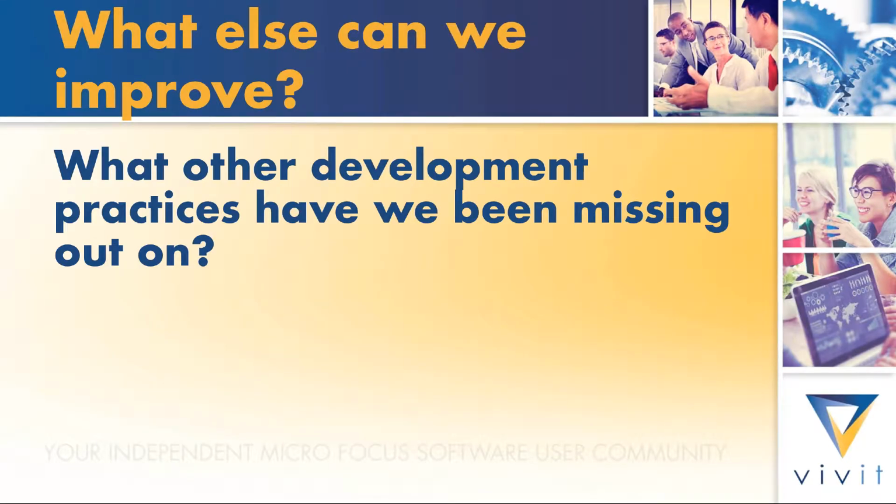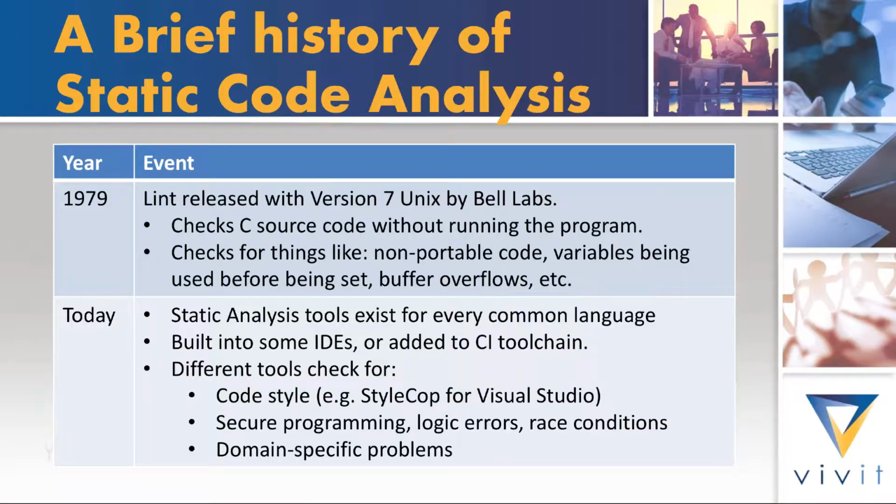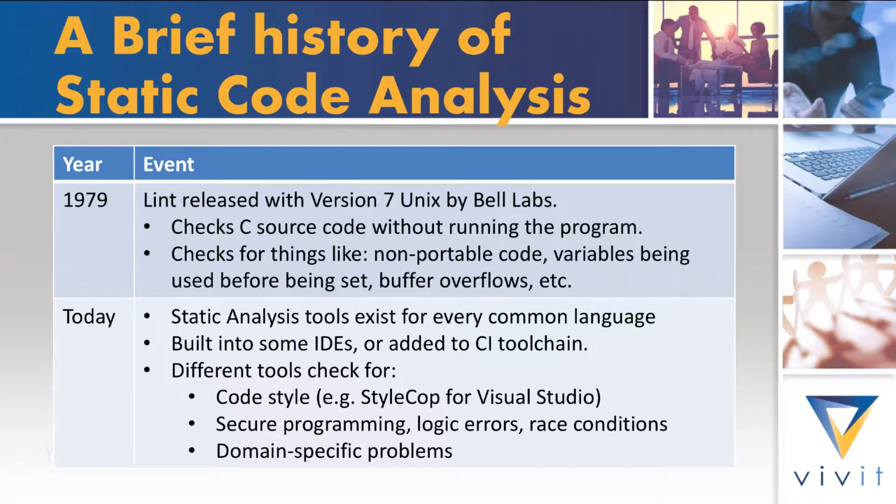So what other common standard development practices are we not doing? Let me tell you about static code analysis. Static code analysis has been around since the late 70s, and it finds bugs in your program by reading and analyzing the source code rather than compiling and running the software. Some kind of static analysis is built into most modern development environments, and dev teams add static analysis tools to their CI pipelines.